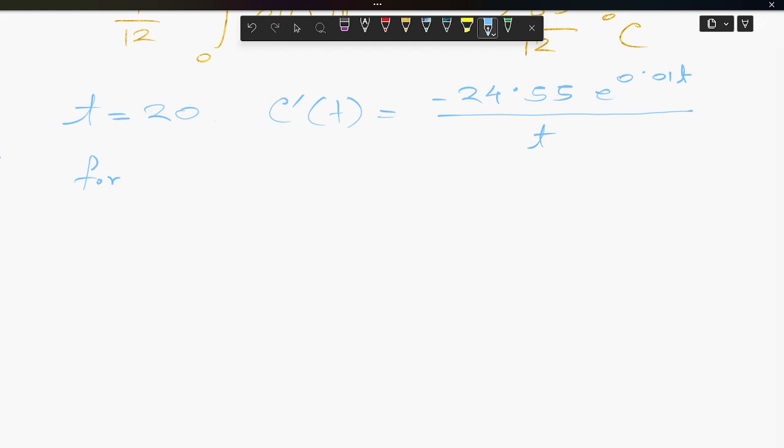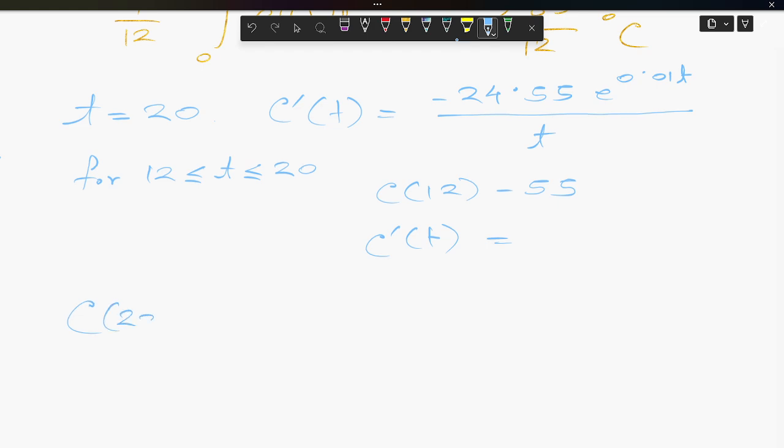Now, for 12 ≤ t ≤ 20, what is given? Given C(12) is equal to 55, which we are getting from the table, and our C'(t) is equal to this, which is given here. That means it is minus 24.55 e to the power 0.01t upon t. So we have to integrate C'(t) from t equals 12 to t equals 20. So what would we get?